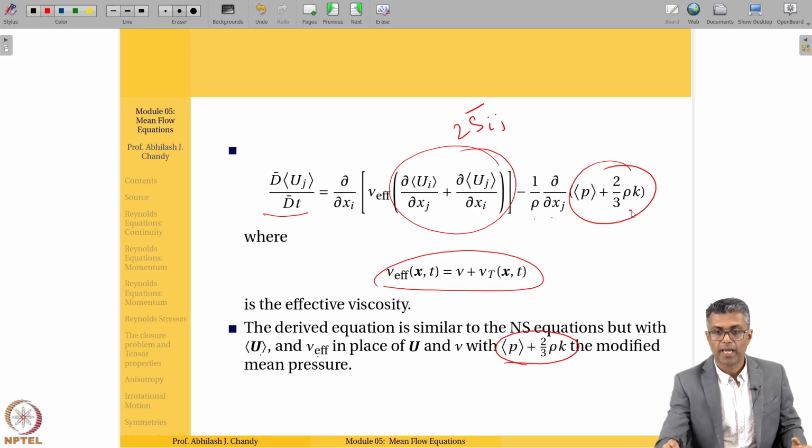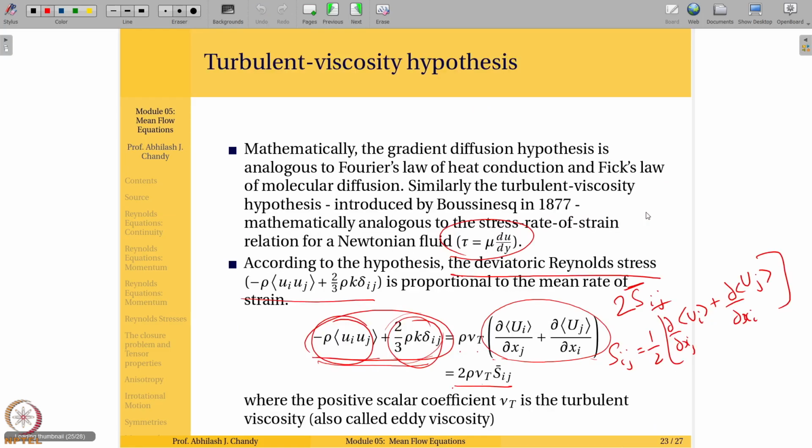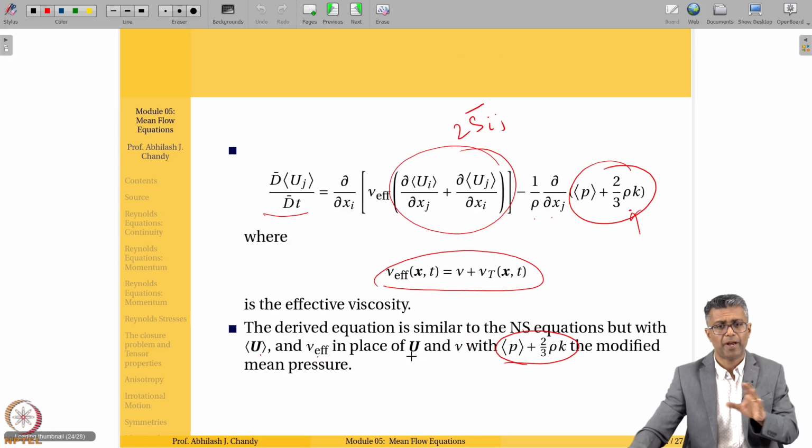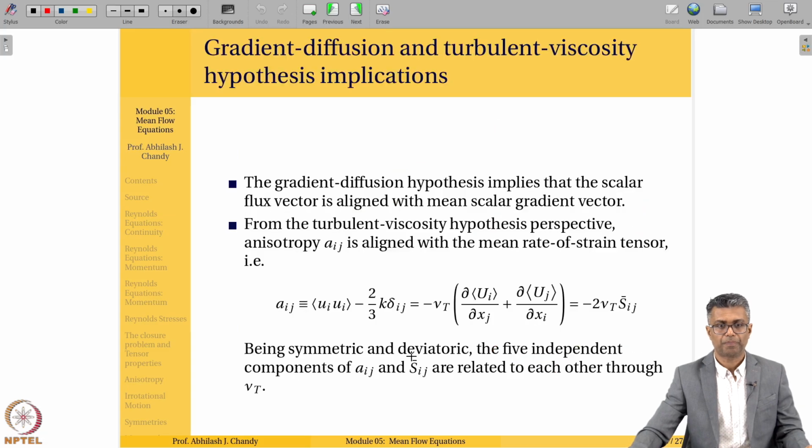The 2/3 rho k here gets cancelled out with the rho k that you had put in here, okay? The 2/3 rho k gets cancelled out with that. So essentially you just have the Reynolds stress term, which is what you had in the Reynolds equations. It is just a manipulation of the terms here and there.